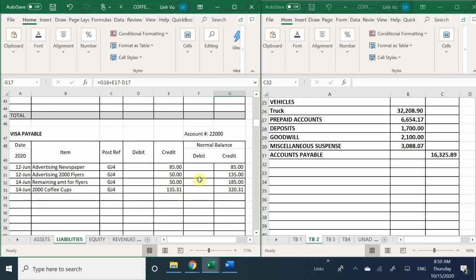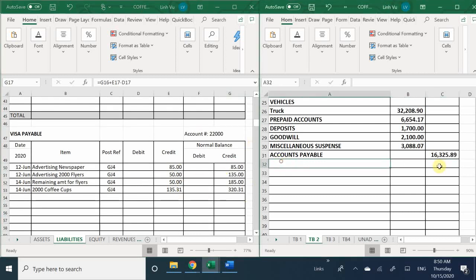I also opened up a Visa payable. I had a Visa credit card, so I have to place it in here, Visa payable. It's also a credit balance, and right now I have $320.31 outstanding.